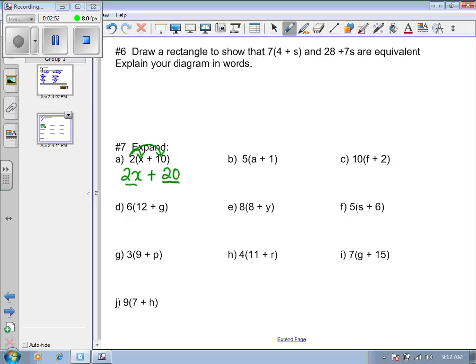So we have to leave it as 2x plus 10. The next one, 5 times a gives us 5a, excellent, plus 5 times 1, 5. Move on to this one, 10 times f, 10f, 10 times 2, 20. Way to go. These are working the same way, they just put the variable at the end. We don't have any negative ones in here, do we? Okay, I'm going to ask you to do a couple of extra ones here.